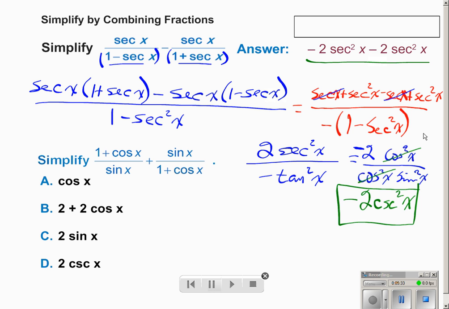Okay, try getting a common denominator and doing the addition to simplify the next problem. And the answer is D, 2 cosecant x.